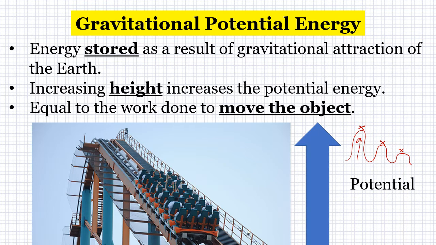And the gravitational potential energy is equal to the work done to move that object. So, again, think about a roller coaster. The roller coaster is usually pulled up that first hill with some kind of a belt, and that belt is doing a bunch of work to move the roller coaster cart up to the top of the hill.